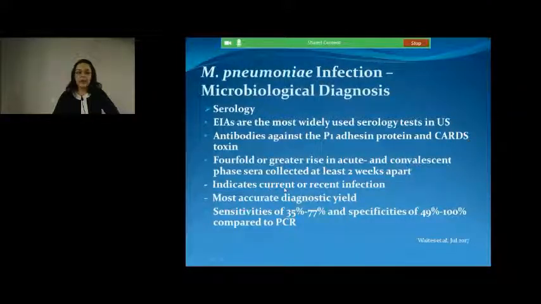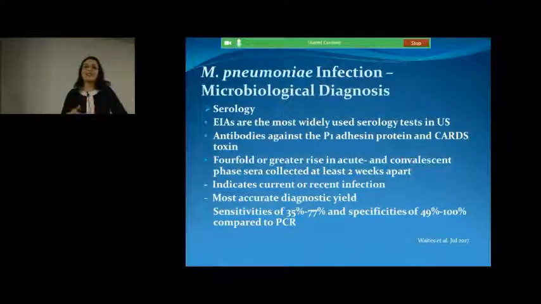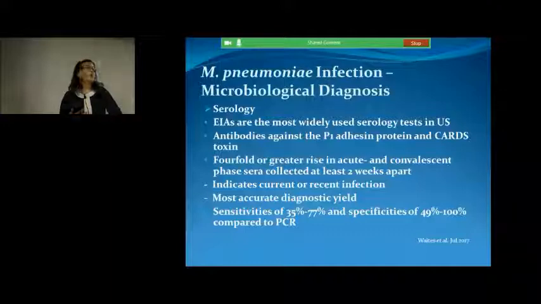that indicates current or recent infection, and is the test that produces the most accurate diagnostic yield. It has a sensitivity of 35 to 75% and specificity of 49 to 100% compared to PCR, depending especially on the time that the blood is drawn. Usually the IgM is going to be negative in the first 72 hours after the onset of the symptoms, and this is one of the reasons for this wide range of sensitivity and specificity.